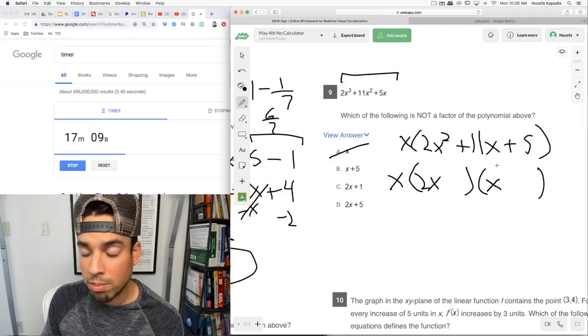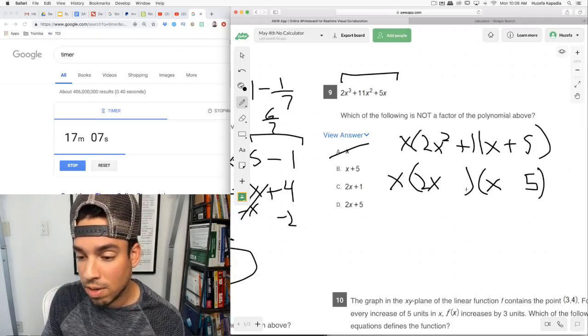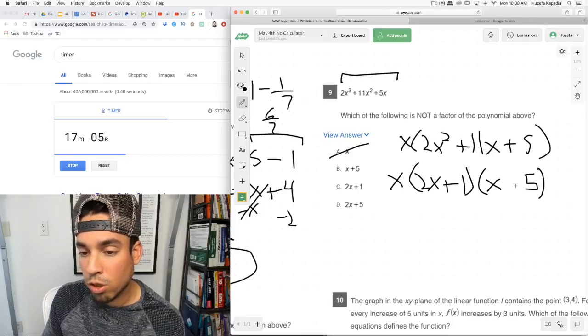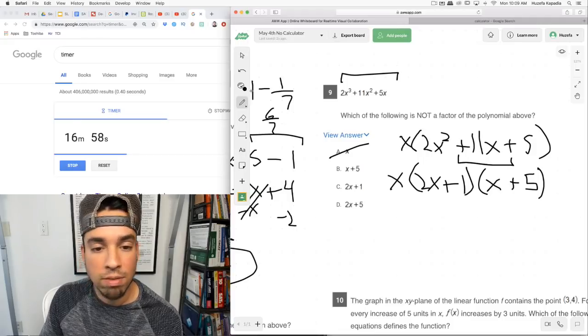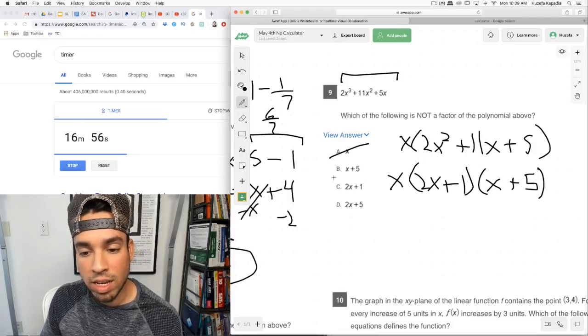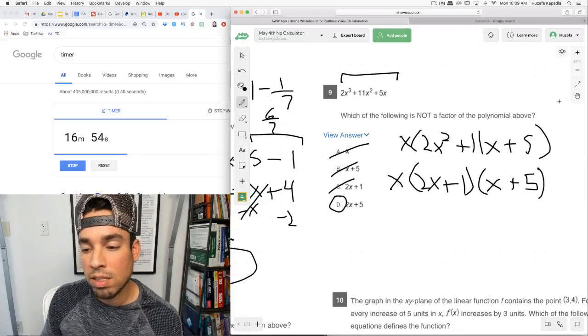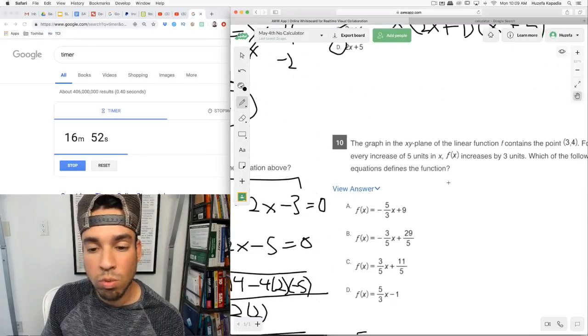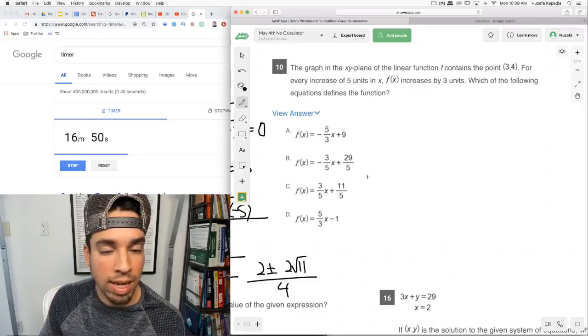You could use the star method, but it's probably easier not to, and I think this is going to be a 5 and a 1. Yeah, and then this works because it's 2x squared, 10x plus 1x, which gives me the 11x plus 5. So we know we factored it right, and clearly x plus 5 is there, 2x plus 1, this guy's out. So just do the work, factor it, don't guess. You know that can be factored.